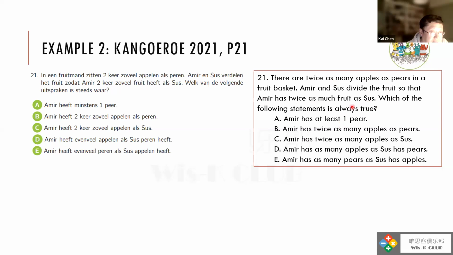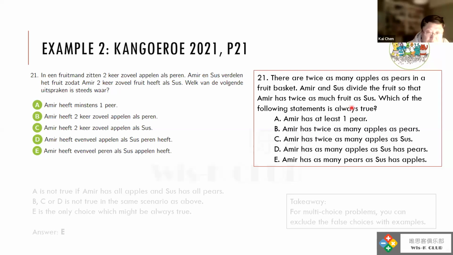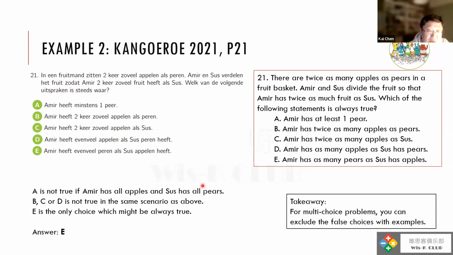Always true means that for any possible example, it must be true. So here we just take one extreme example. Just think: if Amir has all the apples and Sus has all the pears, because it's just double, apples are twice the pears, and Amir has twice as much as Sus. So that is a good example.